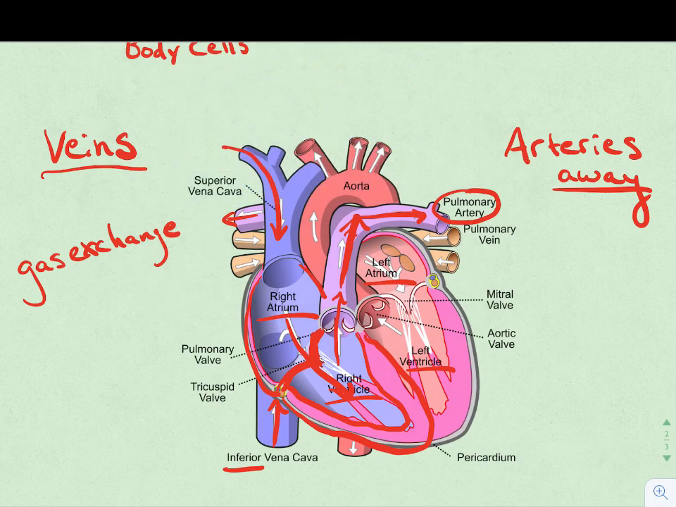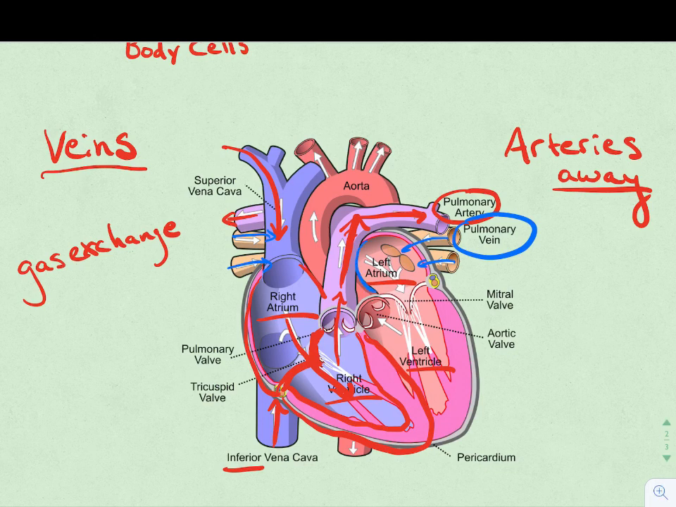Okay, I'm switching to blue. I don't know why I'm switching the colors the way that most videos don't use. We're kind of inverting it here, but that's okay. So oxygenated blood is going to return back into the heart through the pulmonary veins. So veins return blood to the heart.